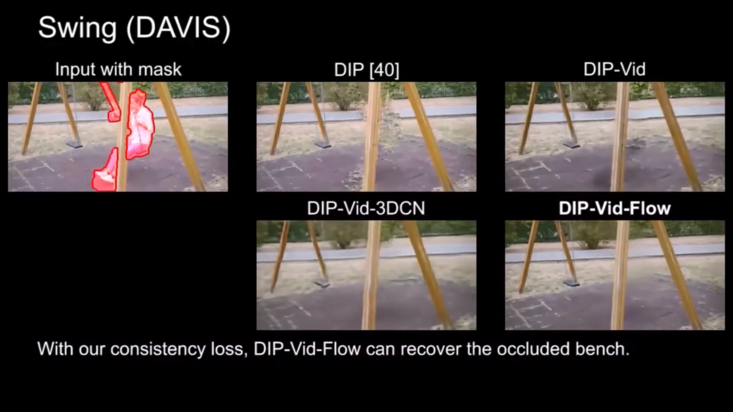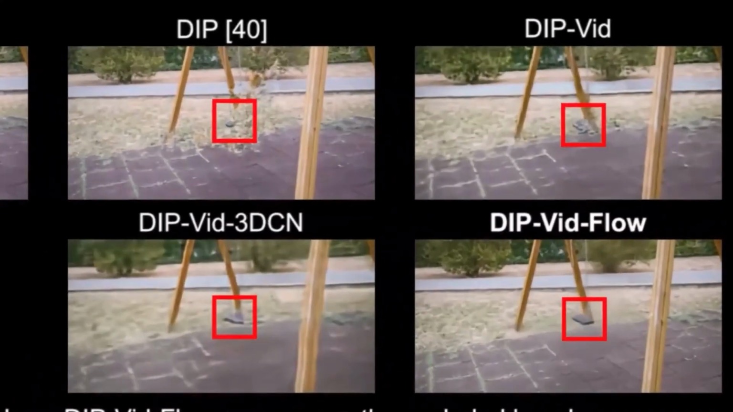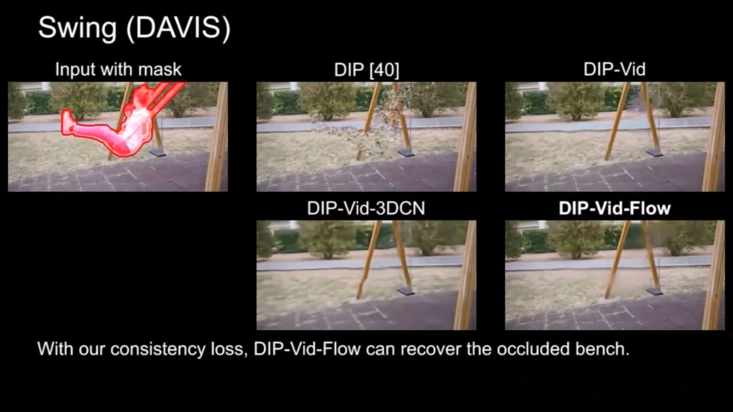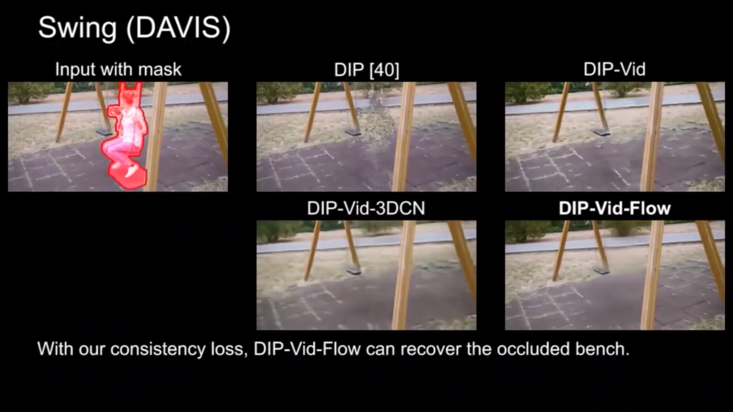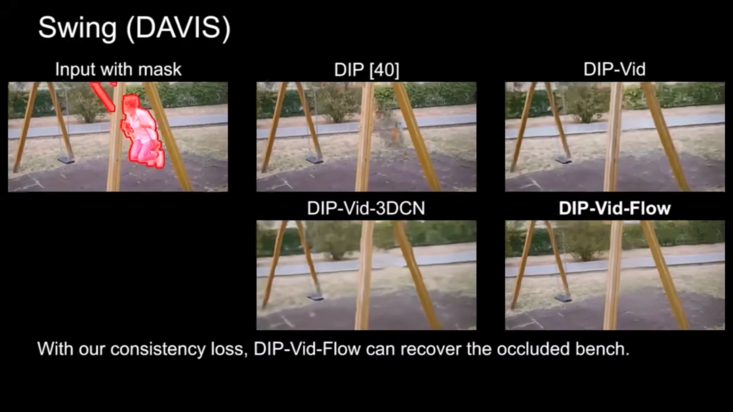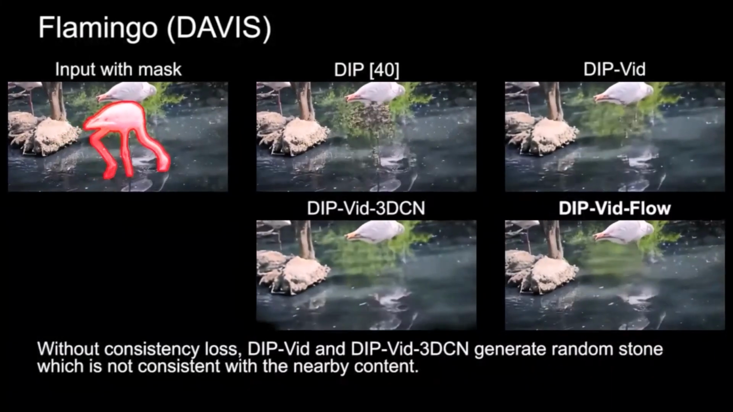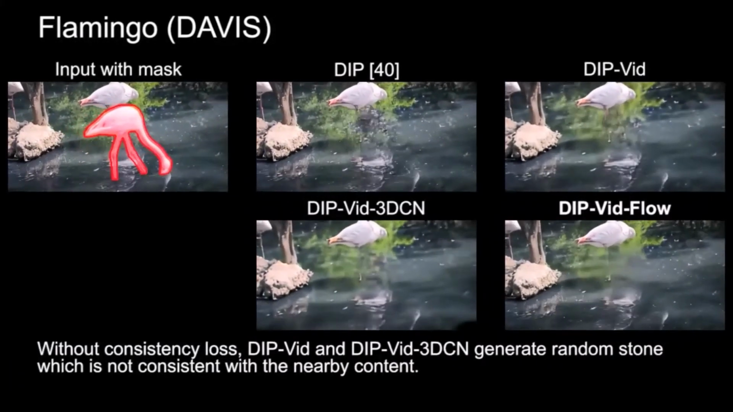With the consistency loss, our final model can recover the occluded bench. Without consistency loss, the two baselines generate random stones, which is not consistent with the nearby content.